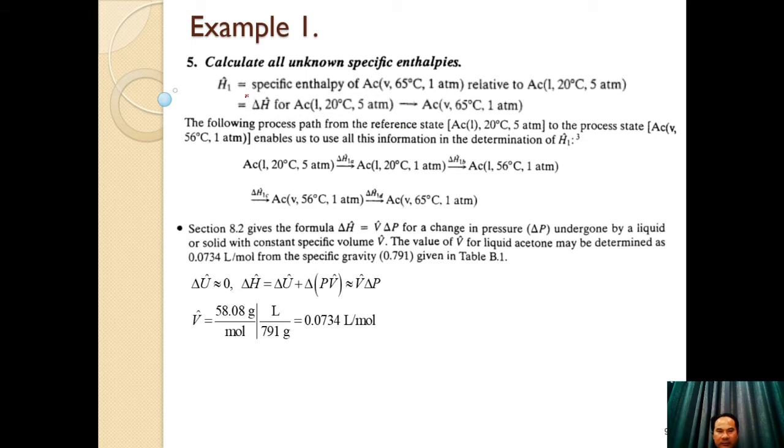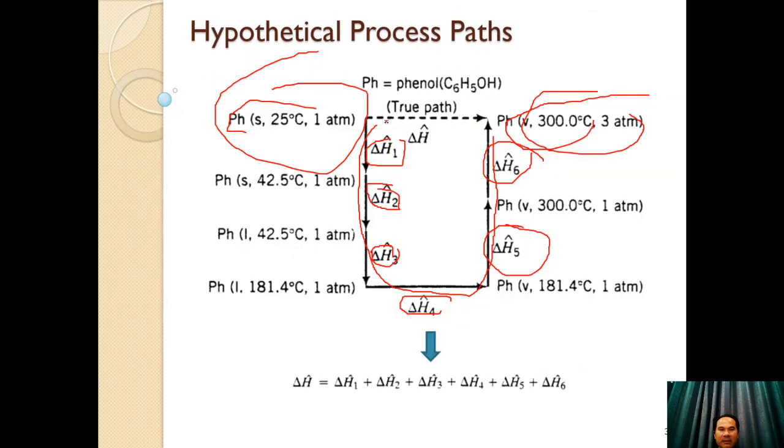This case is delta S for acetone liquid at 20 Celsius, 5 atm to acetone vapor. That's right, because we reference acetone vapor at 65 Celsius, 1 atm to acetone liquid at 20 Celsius, 5 atm. We cannot get the information for the entropy change directly from acetone liquid at 20 degrees Celsius, 5 atm to acetone vapor phase at 65 Celsius, 1 atm. For this case, you have to construct a hypothetical process path.